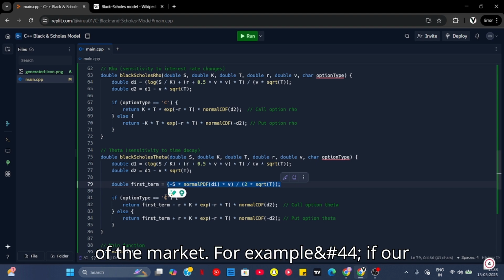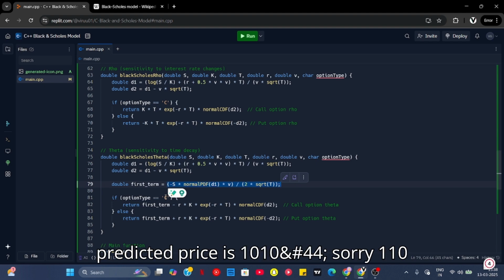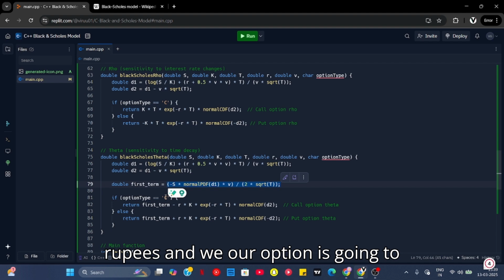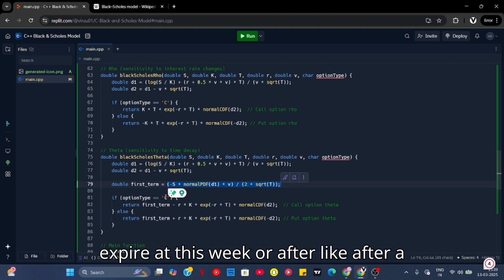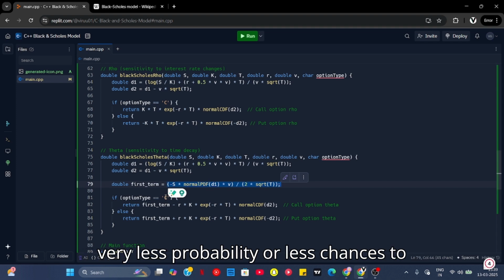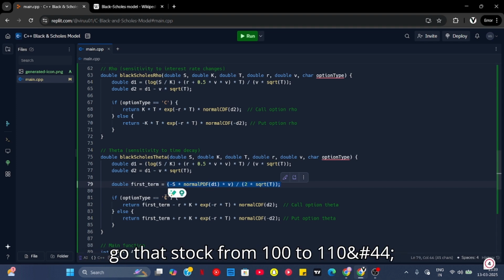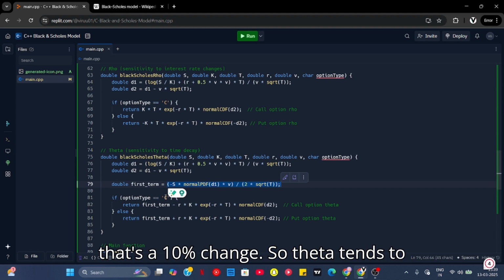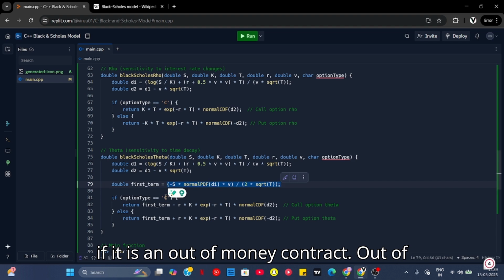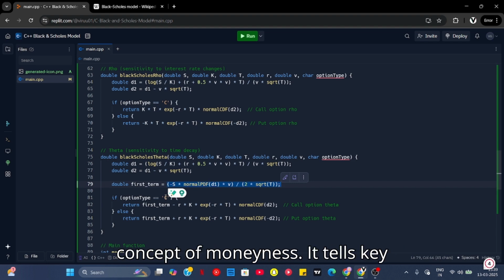For example, if our predicted price is 110, and our stock price is still at 100 rupees, and our option is going to expire this week or after a month, obviously in a month there is very little probability for the stock to go from 100 to 110. That's a 10% change. So theta tends to push an option to zero if it is an out of the money contract. Out of the money is a really good concept of moneyness.